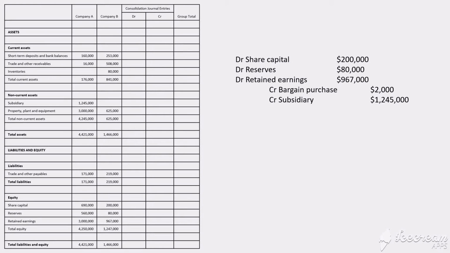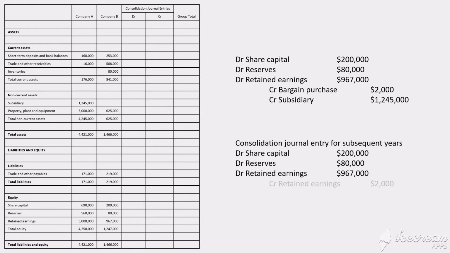Subsequent to the year of acquisition, the journal entry is debit share capital, debit reserves, debit retained earnings, credit retained earnings, and credit subsidiary. We will credit retained earnings instead of bargain purchase because we don't want to recognize the income again for each year. The income should only be recognized in the year of acquisition. Anyway, the income will also go into the retained earnings at the end of the first year, so we will credit retained earnings instead.